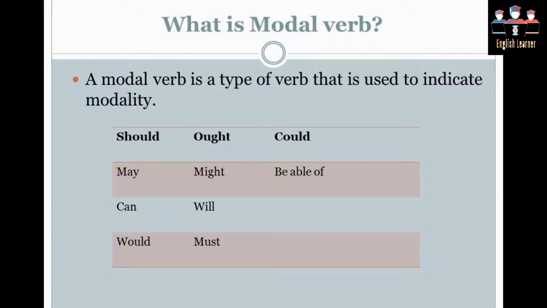So students, we are going to start our lecture from what is a modal verb. A modal verb is a type of verb that is used to indicate modality. Modality means special feature or special quality. The list of the modal verbs is here in front of you. It includes should, ought, could, may, might, be able to, can, will, would, and must.